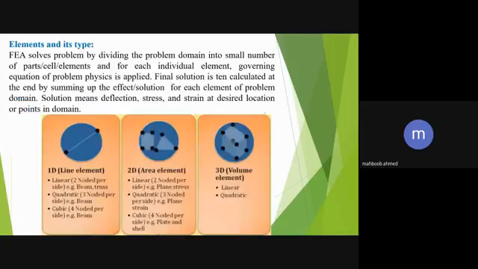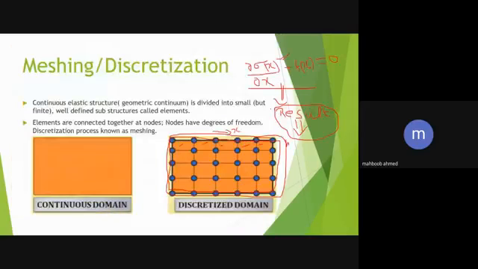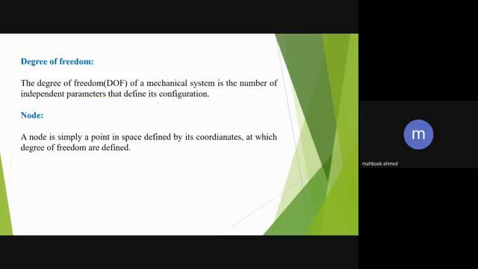Okay, now let's look at one thing: in your discretization, you can have different types of geometry and different types of elements. Based on the type of geometry, you are going to have different elements. For example, here you are looking at a 2D element, because your system was in two dimensions.